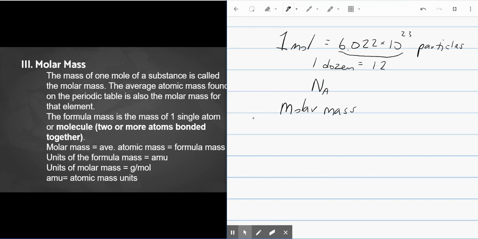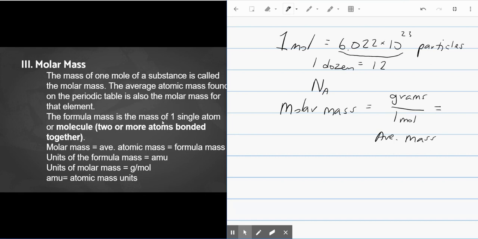All right, the molar mass, the definition of molar mass. Mass is measured in grams. And the molar part means I have 1 mole. So how many grams of each substance is in 1 mole? And this is equal to the average mass found on the periodic table. So when we look up an element's mass on the periodic table, that is that element's molar mass. That's how many grams are in 1 mole of that element.